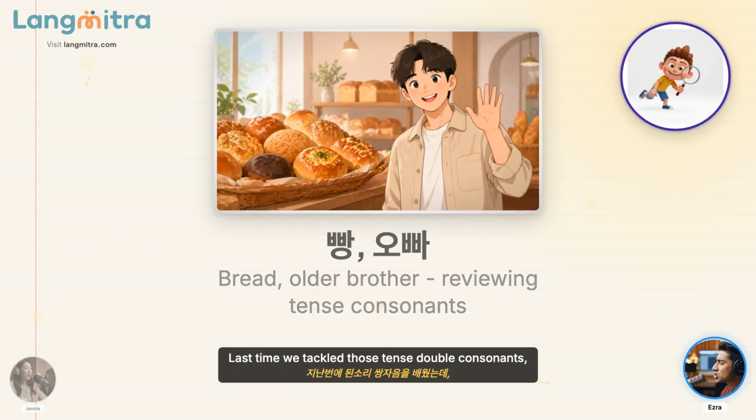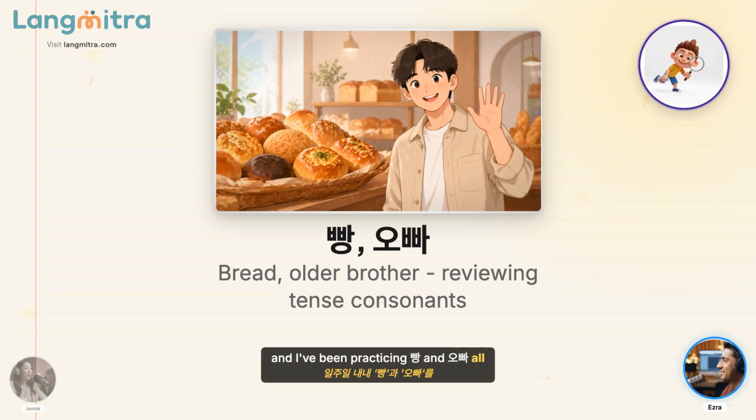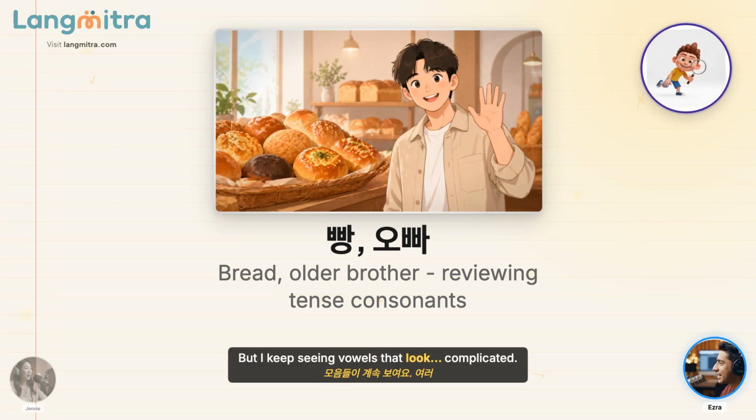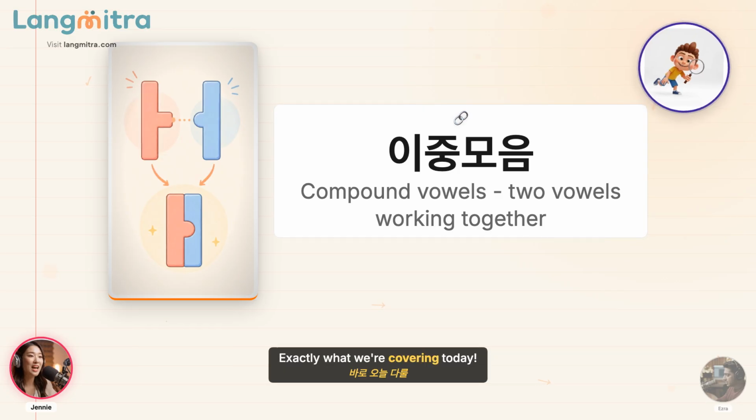Absolutely. Last time we tackled those tense double consonants, and I've been practicing bang and oppa all week, but I keep seeing vowels that look complicated, like they're made of multiple parts. Exactly what we're covering today.